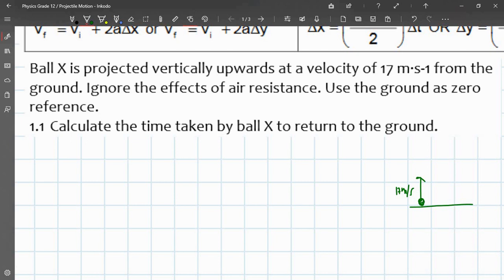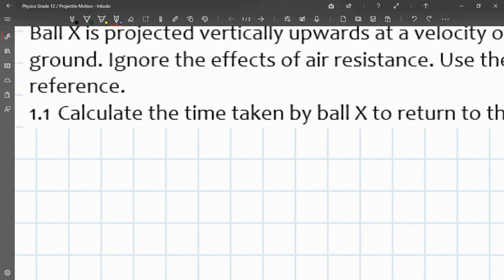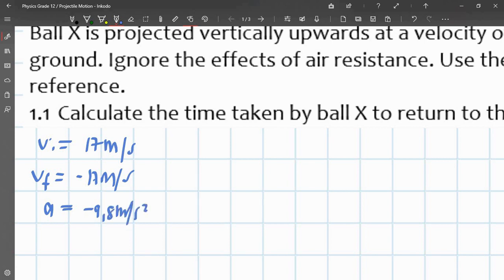Right, so let's calculate it. Let's see what we have, using the information given. Velocity initial is equal to 17 meters per second. Velocity final is equal to minus 17 meters per second, because they asked for the time to return. Acceleration is equal to minus 9.8 meters per second squared, and they want you to find the time it takes to get from initial to final velocity.